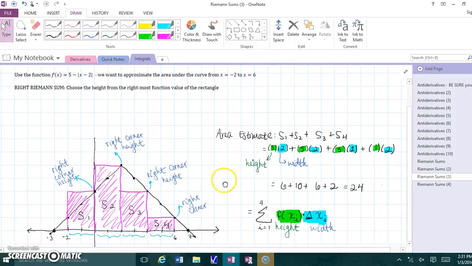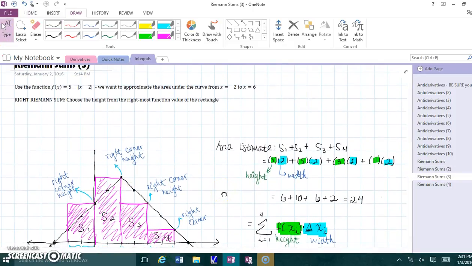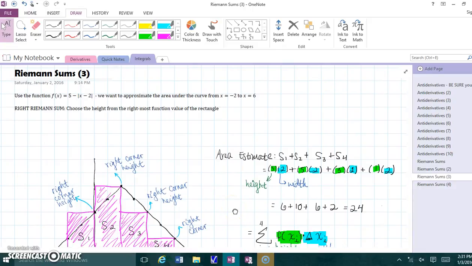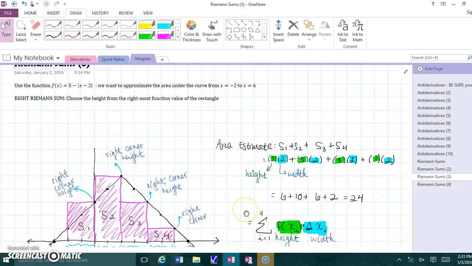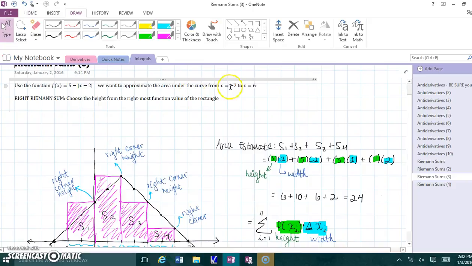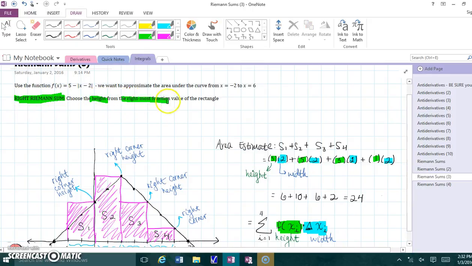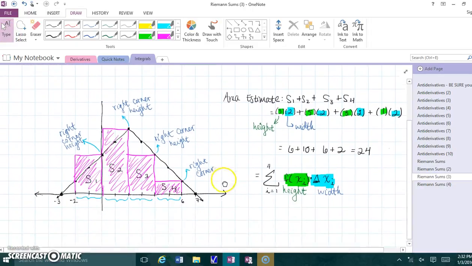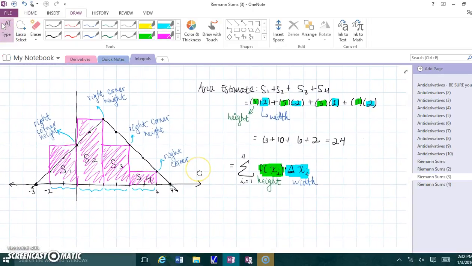So this will go a little quicker now because it's the same process. You're just using different parts of the rectangle to get the height. So again, I'm using the exact same function. I still want to go from -2 to 6. We're doing right Riemann sums here, so make sure you have this written down before you move on. I'm choosing the height from the rightmost function value of my rectangle. So pause the video now, write all of this down, carefully draw this. Again, be very neat, put tick marks on your x and y axis so it's accurate.